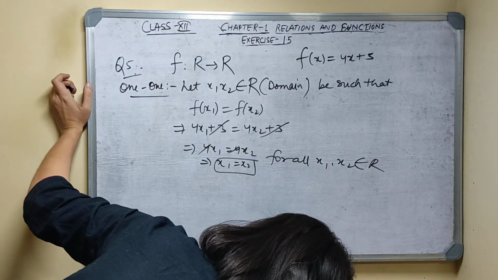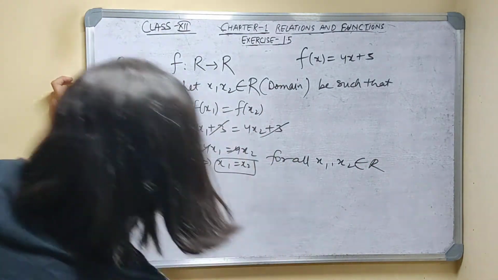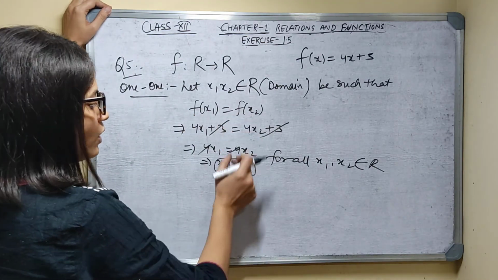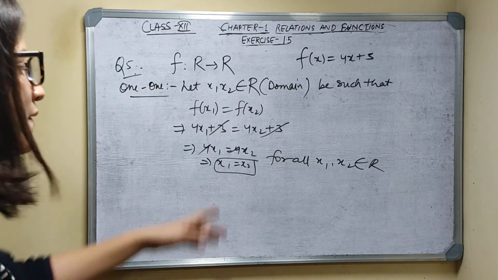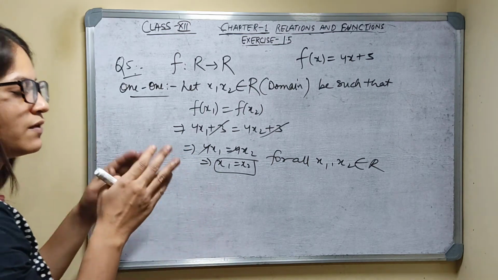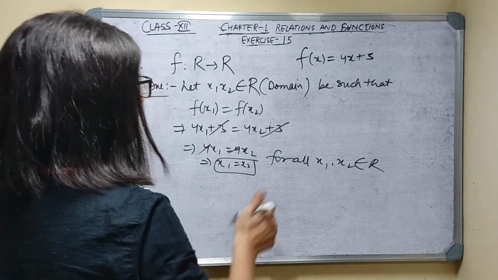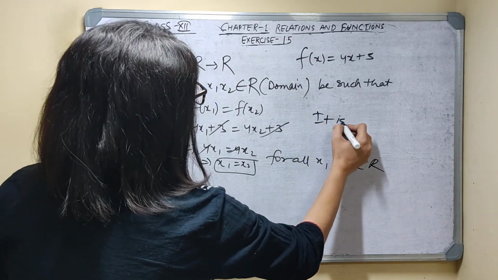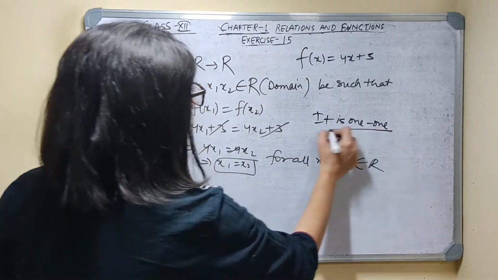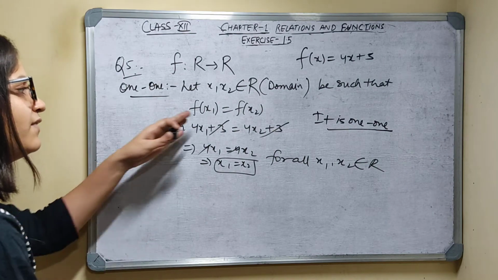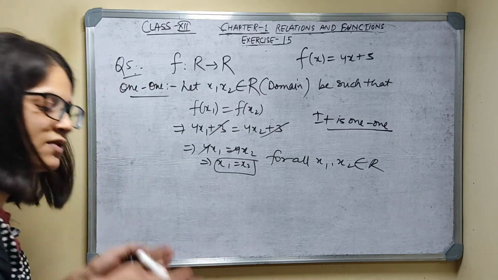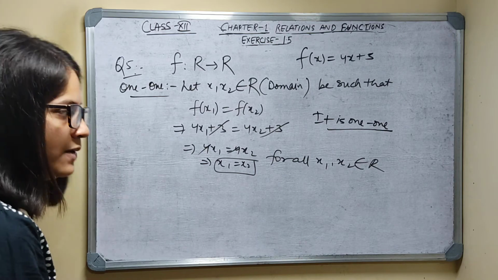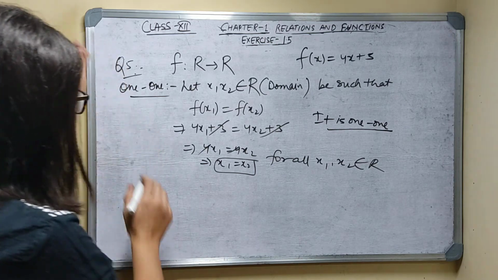Is it clear? So f is a function that is what? 1-1. f(x1) is equal to f(x2), and I proved that x1 is equal to x2. If f(x1) is equal to f(x2), then x1 should be equal to x2 for a function to be 1-1. Is it clear? So it is a 1-1 function. This is the 1-1 condition. And if f(x1) is not equal to f(x2), then x1 also should not be equal to x2. That is also a condition for a function to be 1-1. So this is clear, 1-1.